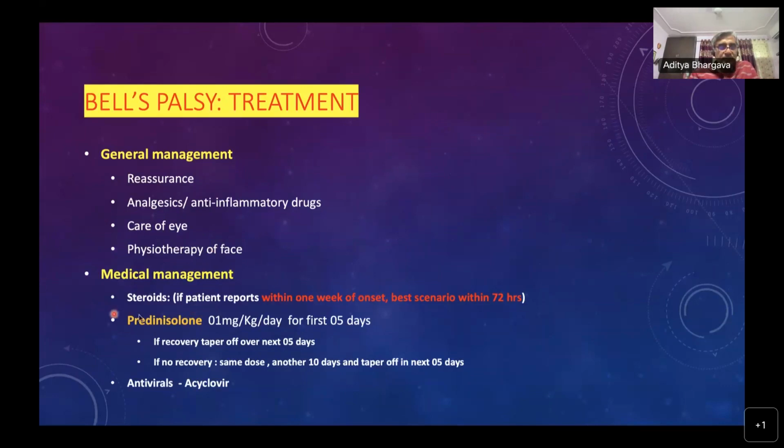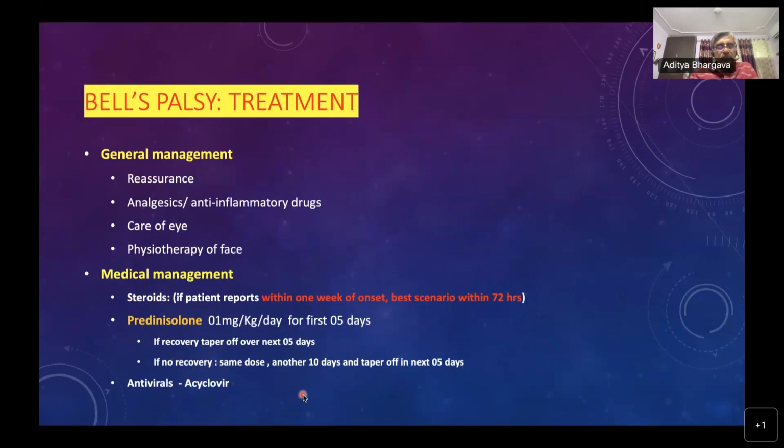Then there is medical management. There is strong evidence that steroids are helpful if patients report within 1 week of onset. Best scenario, if the patient reports within 72 hours, start the steroids immediately. Prednisolone in the dose of 1 milligram per kg per day for the first 5 days. If recovery occurs, taper off over the next 5 days. If there is no recovery, same dose for another 10 days and taper off in the next 5 days. Mug it up. This portion, you mug it up. You must practice this.